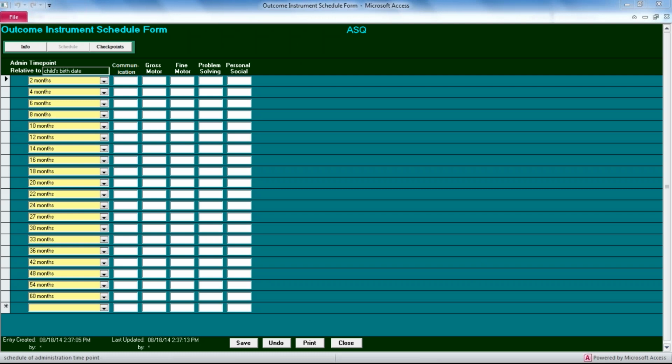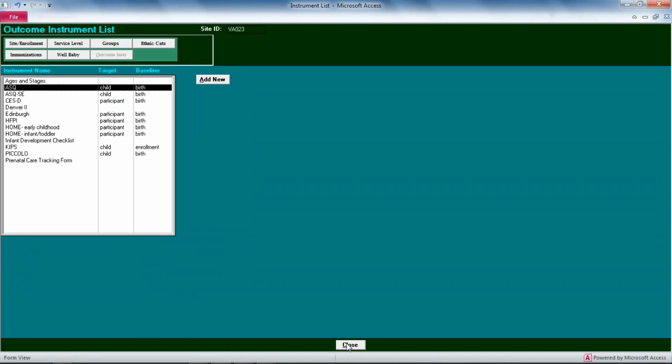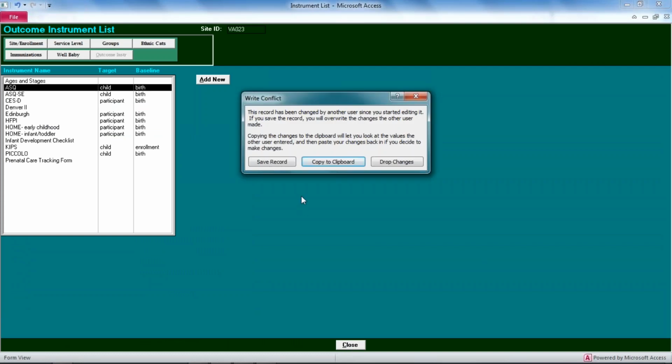I will send out the information on setting these, and most of your sites will have to have them set up, but I'll send you a page that tells you what the cutoffs are for each of the homes, the Kips, the Piccolo, and the Edinburgh. Okay, so that is the information on setting those for your analyses.